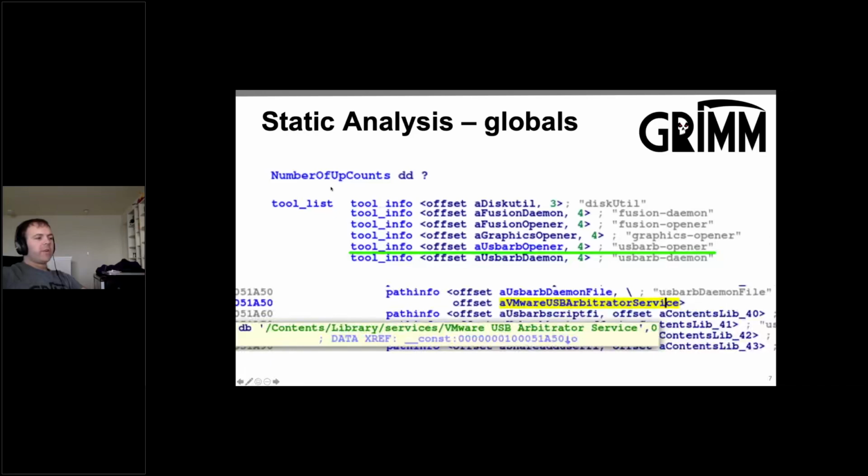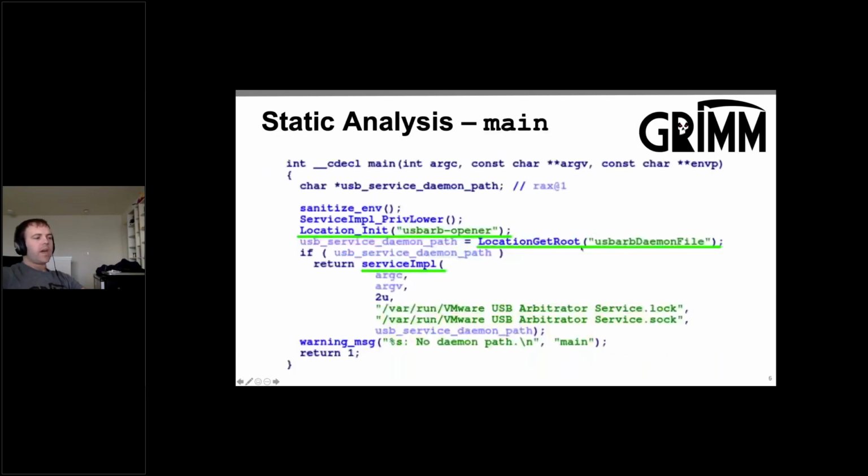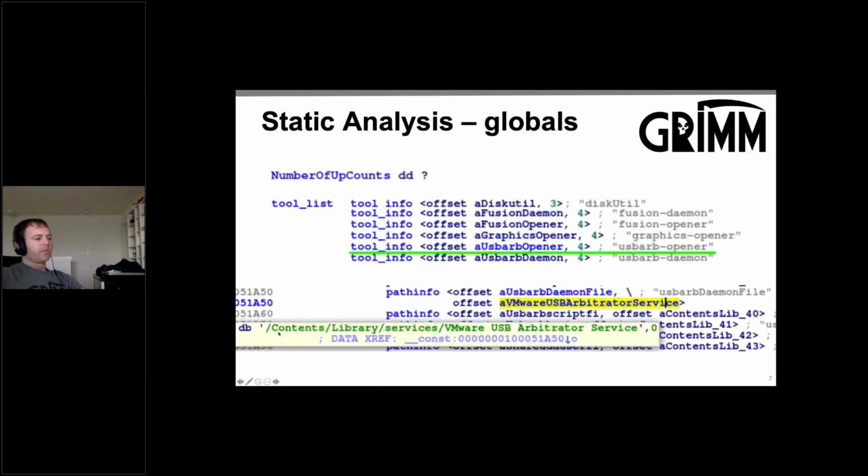And then the other thing that it's doing is it looks up the string USB arb daemon file in this location get root function here, and it returns this string /content library services VMware USB arbitrary services, which is the program that we saw it tried to open. Next, we're going to look further into the location get root function to see why it tried to run this without prepending the /applications VMware Fusion that you would expect.